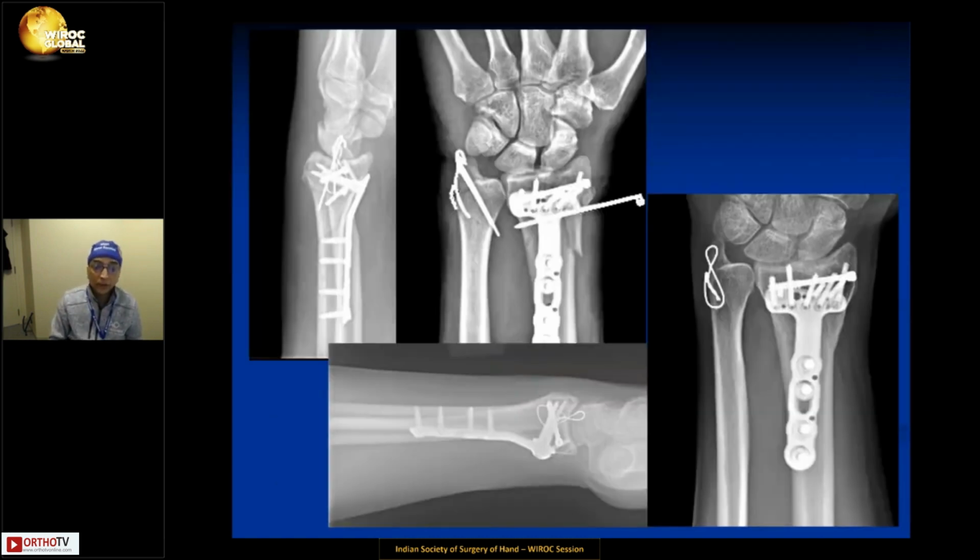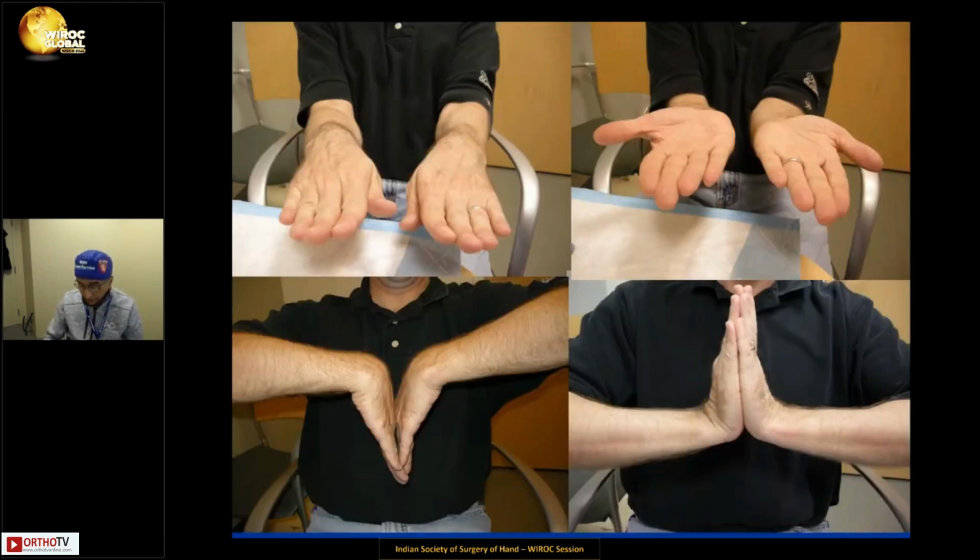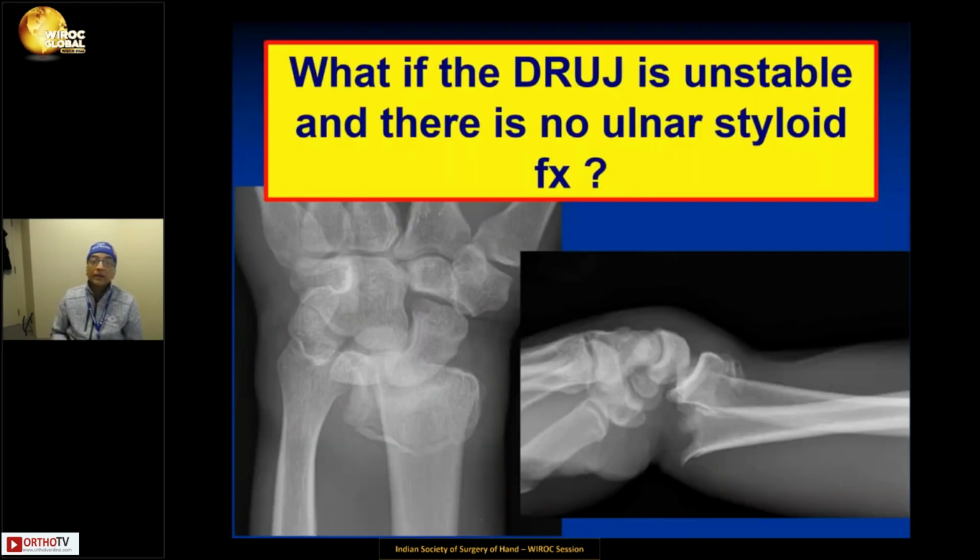So in this motocross rider, that was not the case. So we fixed the radius, we got all sorts of devices in, and I put a small tension band around the ulna, which restored stability. Now that is great, and there's his outcome, which is spectacular. But what happens if the DRUJ is unstable, but there is no ulnar styloid fracture? Now what do you do?